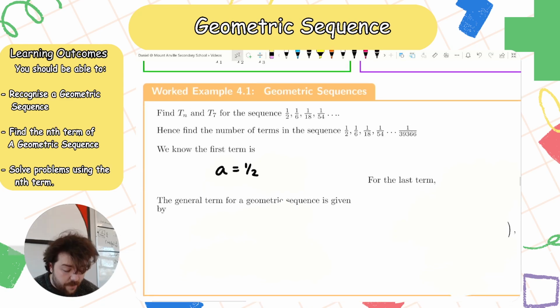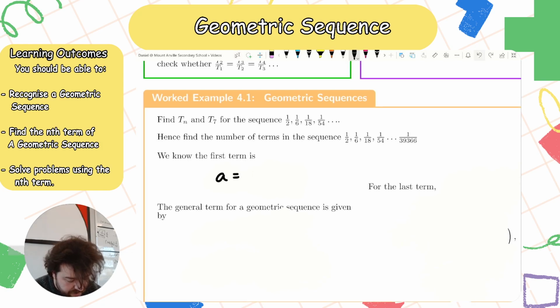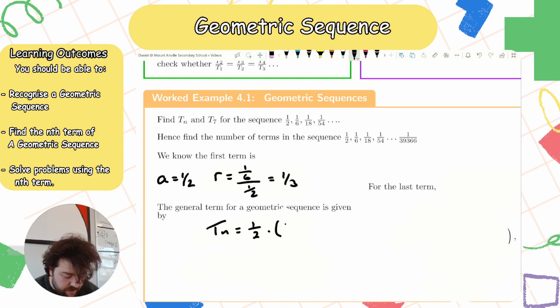Now let's find our common ratio. I know it's geometric, so it's going to be 1/6 divided by 1/2, which is 1/3. And I could do the same here: 1/18 divided by 1/6 is a third. So my common ratio is 1/3. So my general term, Tn, is going to be a half times 1/3 to the power of n minus 1.